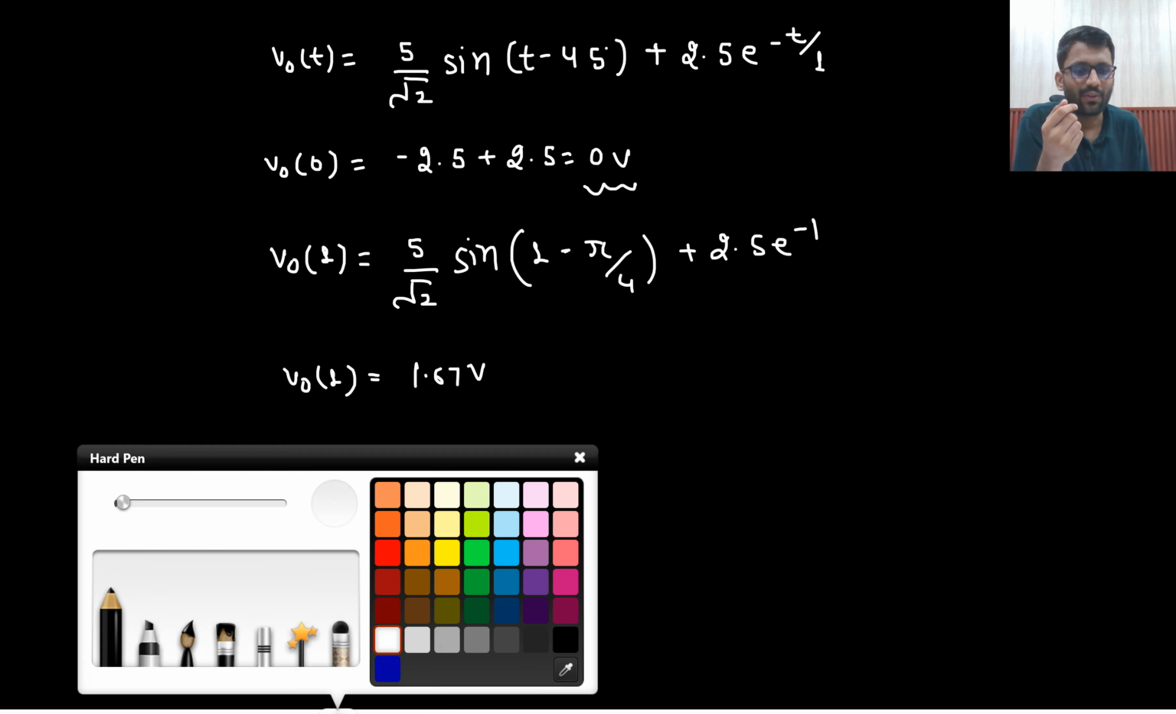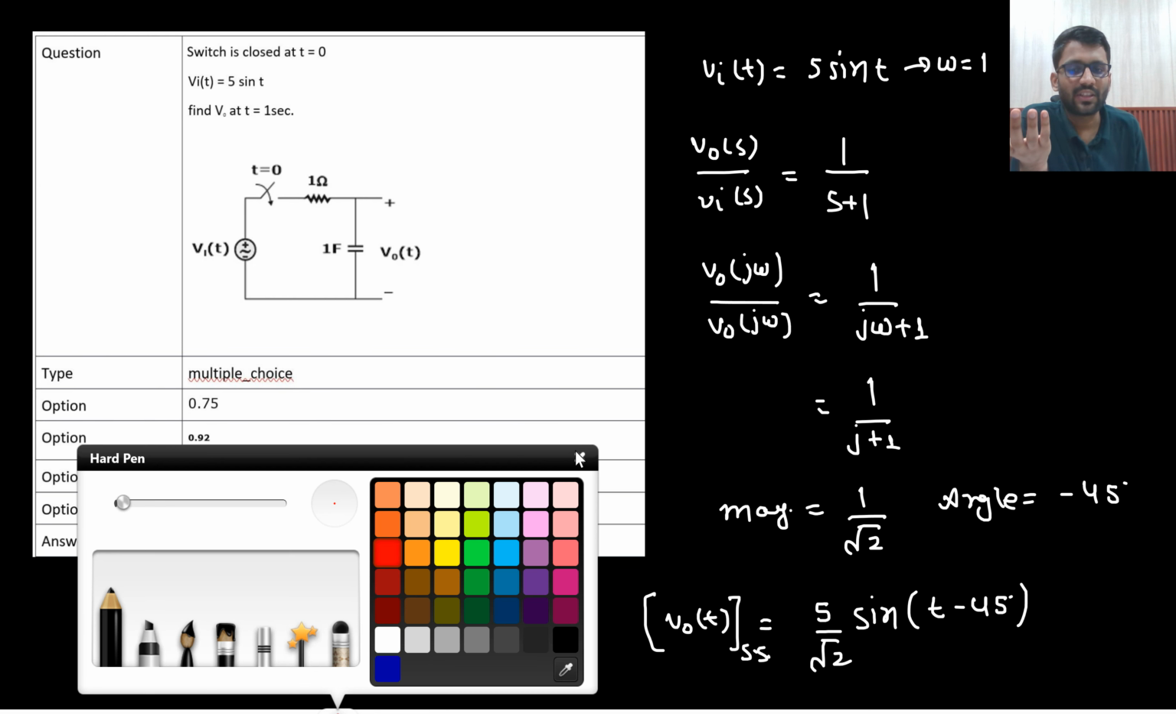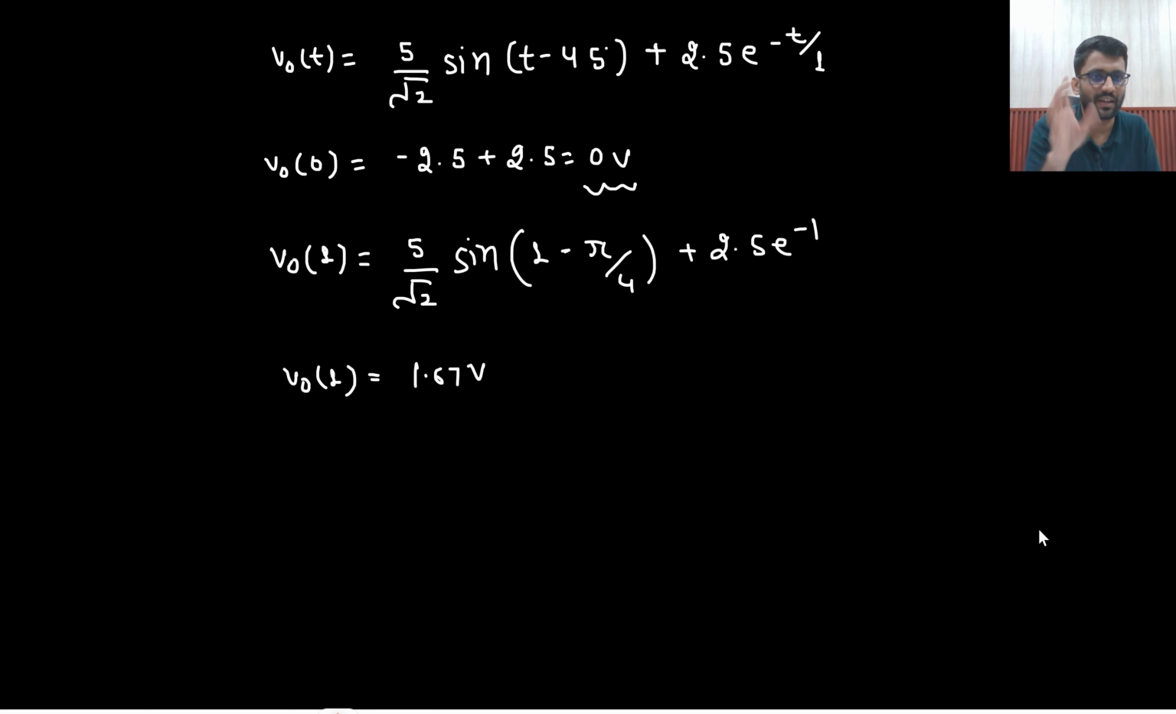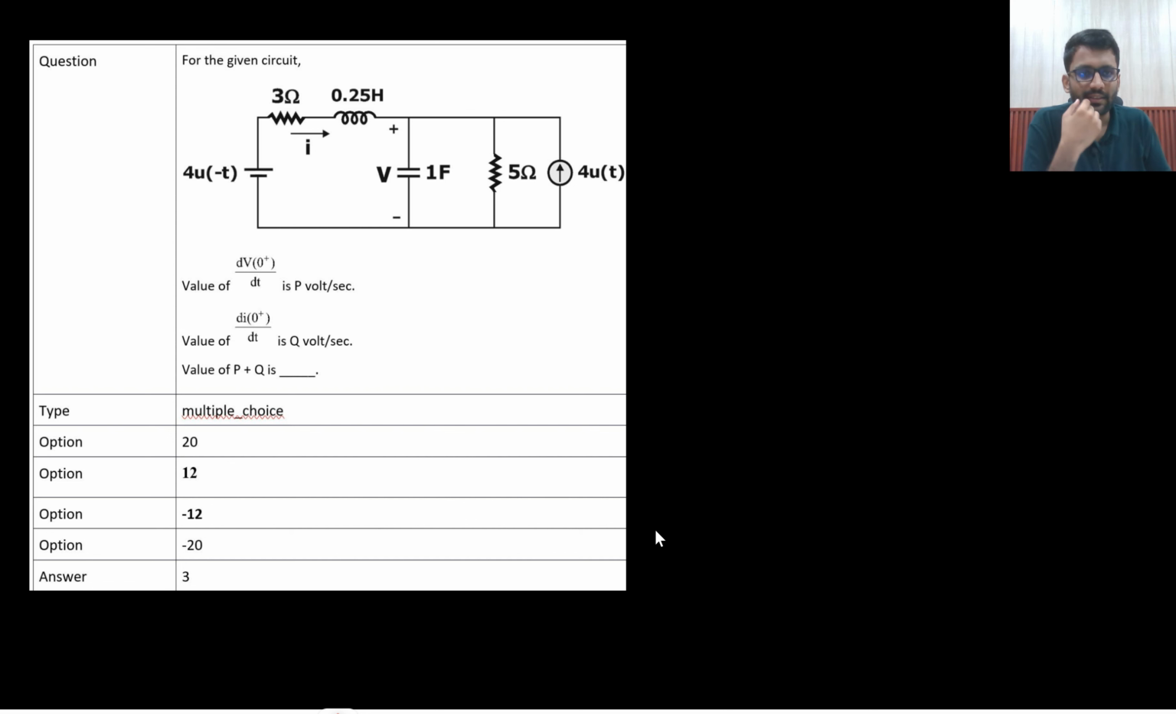Not very easy, but if you know the concept, you will be able to solve it. If you don't know, then you will not be able to solve it. So these kind of questions can come in your interview. They can ask you to write down the V0 t expression. Then you will write down this only. Then they will confuse you. Then you will say that there will be a transient response as well. Let's see the solution of this problem.